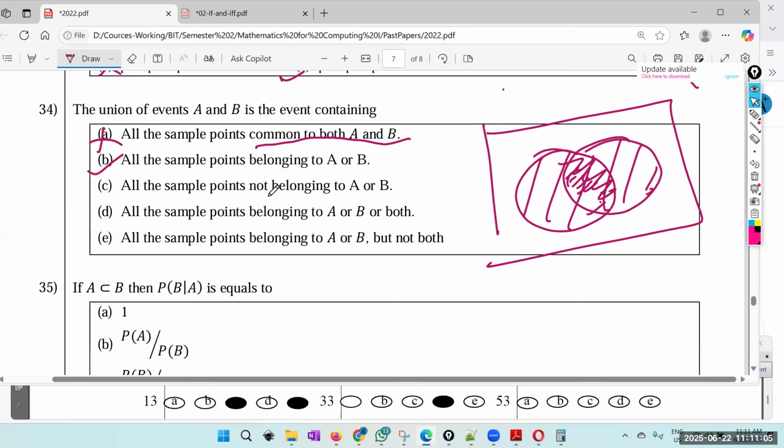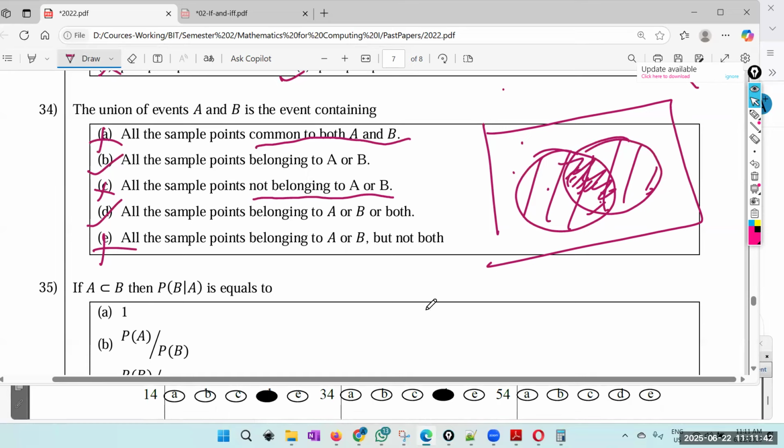All the sample points not belonging to A or B? No, that is this. All the sample points belong to A or B or both. Correct. Belong to A or belong to B or both. Okay. All the sample points belong to A or B but not both? No, that is exclusive or. I'll go for B, D, B, D.